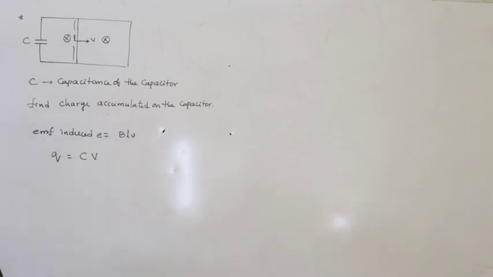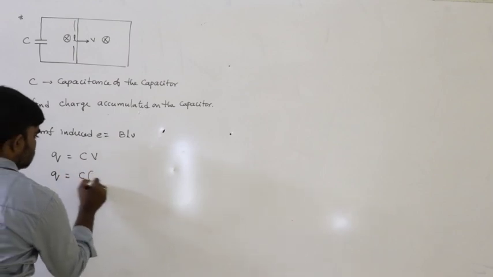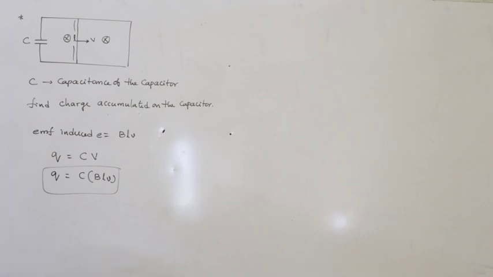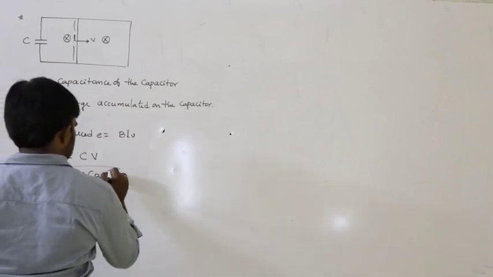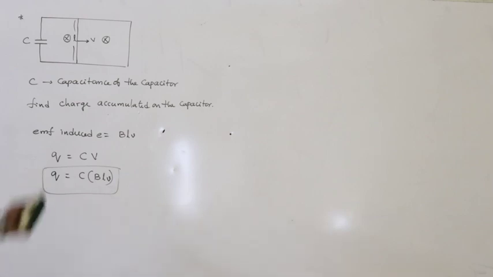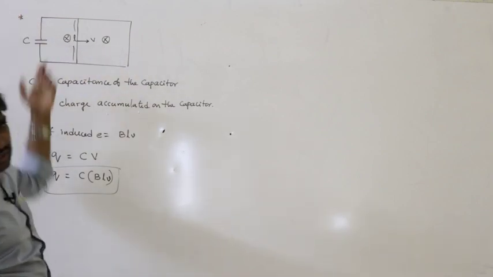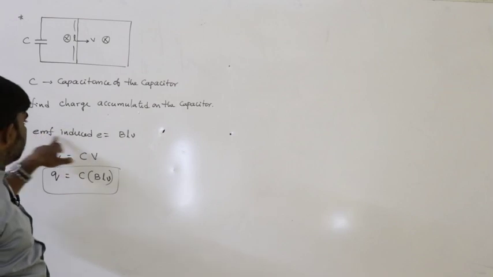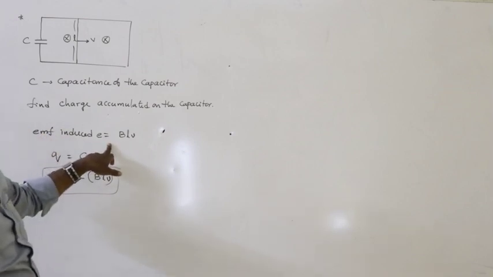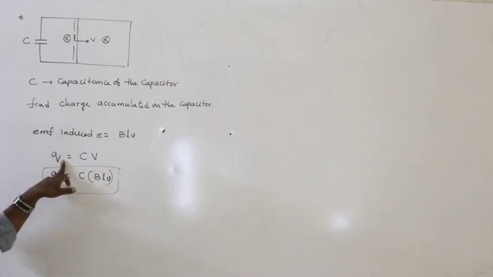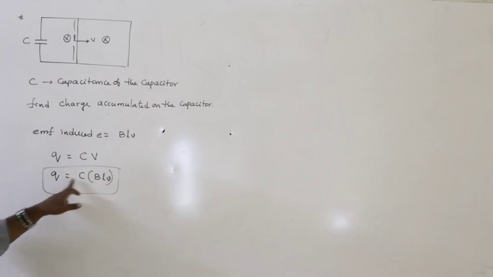In the capacitance chapter we discussed, Q is equal to C into potential. What is the developed potential? Here it is Q is equal to C into BLV. That is the charge accumulated on the capacitor. Simple formula. Whether the conductor moves in this direction or that direction, the EMF induced is equal to BLV. The charge accumulated is Q is equal to CV, C into BLV.